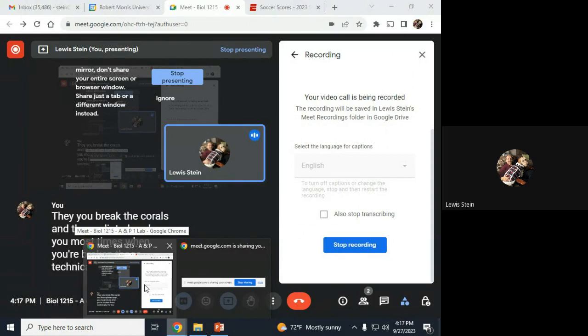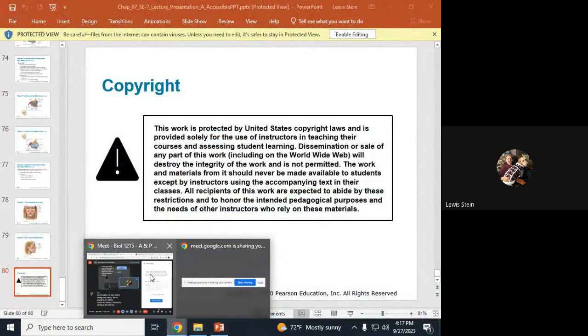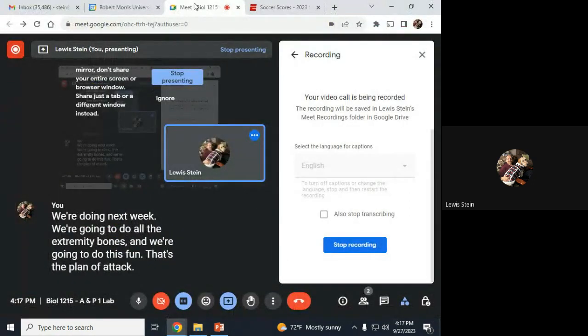Next week, we're going to do all the extremity bones and we're going to do the spine. That's the plan of attack. Vertebrae are the bones of the spine. The spine is named for what sticks out in the back, which are called spinous processes.